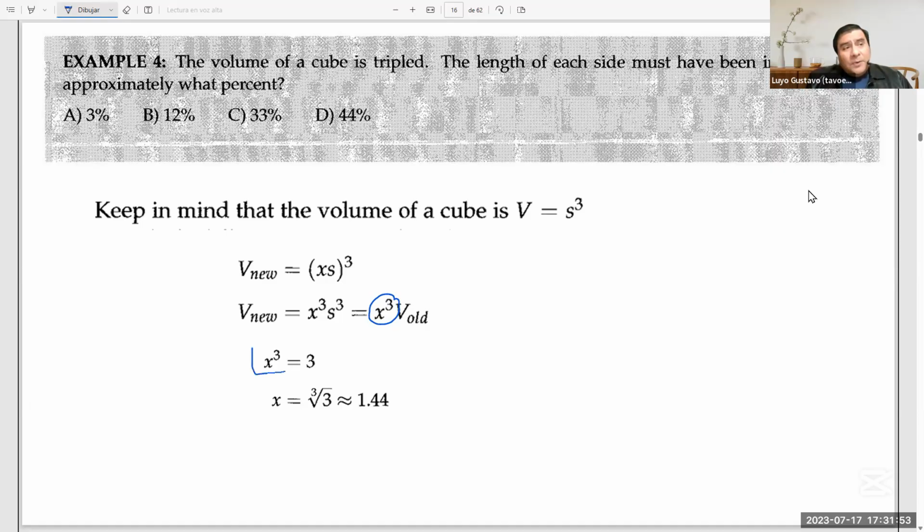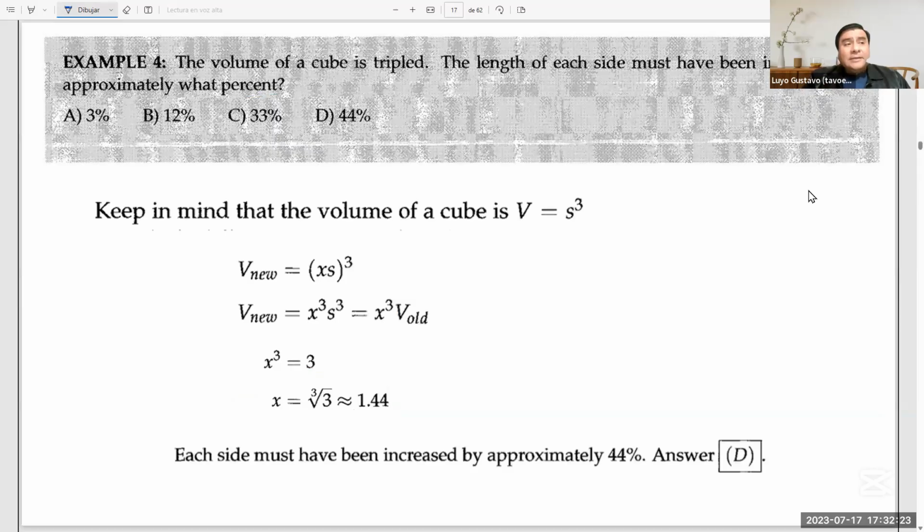So if x cubed is supposed to be 3, you can find this factor, the increase factor for the edge of the cube, by taking the cube root of 3, which is about 1.44. But if the increase factor is 1.44, this means a percent increase of just this part, right? 0.44 or 44%. So the correct answer here would be approximately 44% increase for the edge of the cube. Answer, or option D. Any questions?